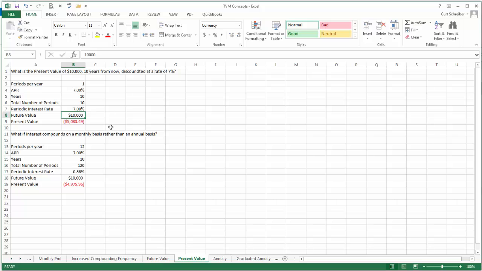So finding a present value is exactly the opposite of finding a future value. And the inverse of that is true as well. Now then, we can say, gosh, what if we had monthly compounding rather than annual compounding? So in this case, the total number of periods, the periods per year, if we change that from 1 period per year to 12 periods per year, now you notice that it's a little bit less, okay?